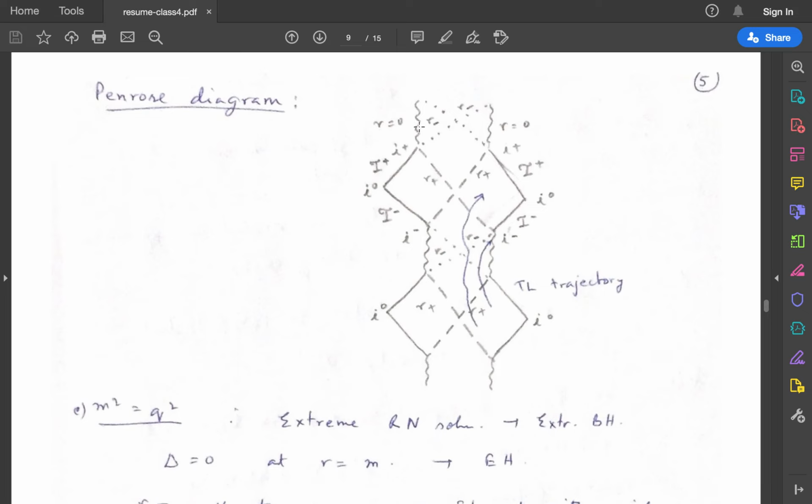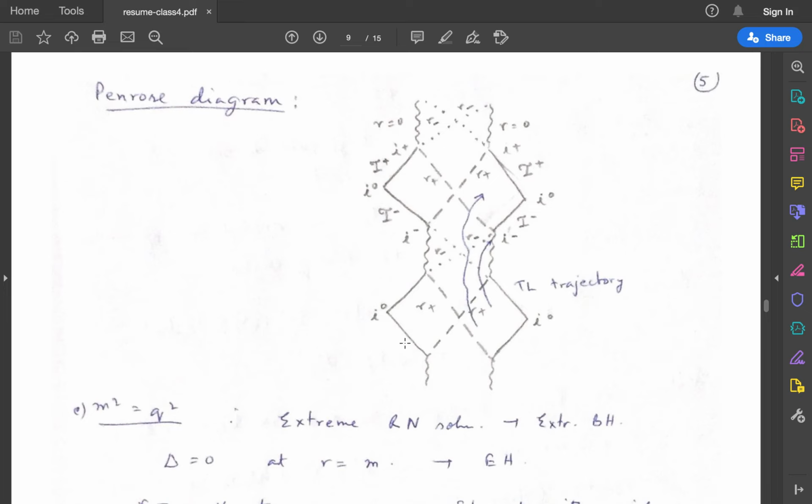Okay, this is not a point, it is a line, r equal to 0. These two are r equal to 0. This is I0, this is I0, this is two-dimensional suppressed. This is I minus, this is I minus. So time-like things always start from here and go towards here, right? And I can do that many times, right? I can always go back.